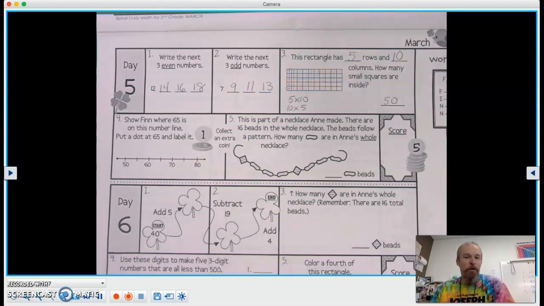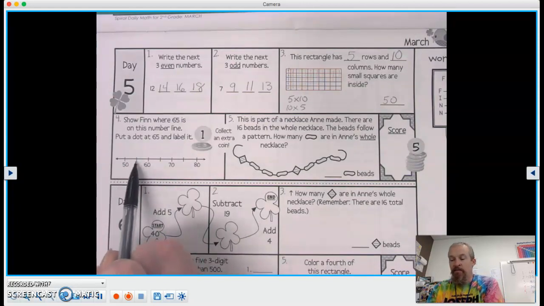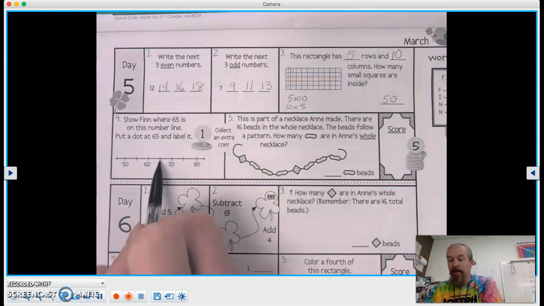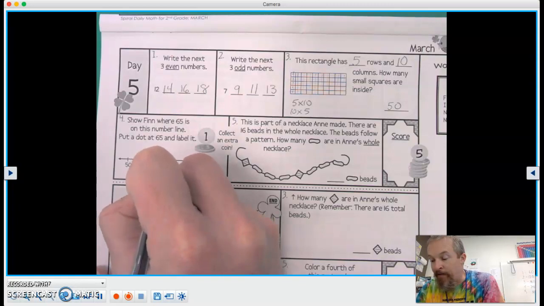All right, number 4, show Finn where 65 is on the number line. Put a dot at 65 and label it. Okay, well there's 50 and 60, and there's a halfway between both, which would be 55. 60, 70, so halfway between would be 65. So we're going to label it, and we're going to put a dot there.